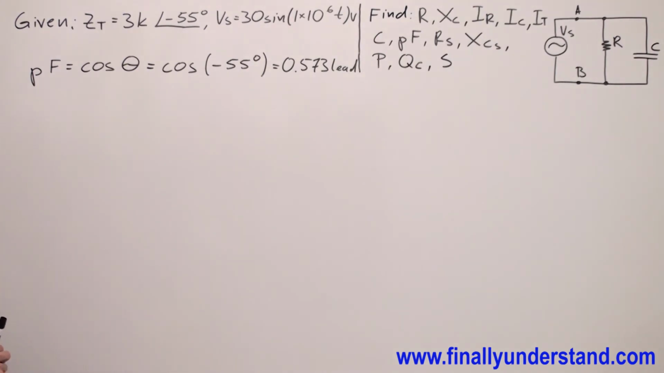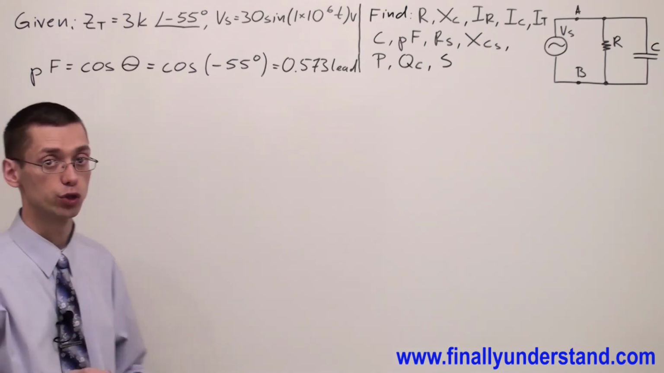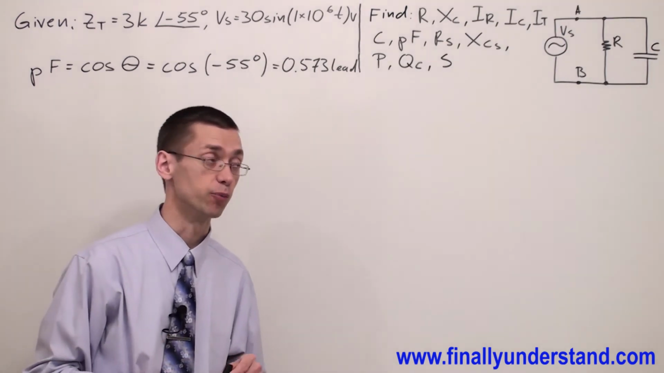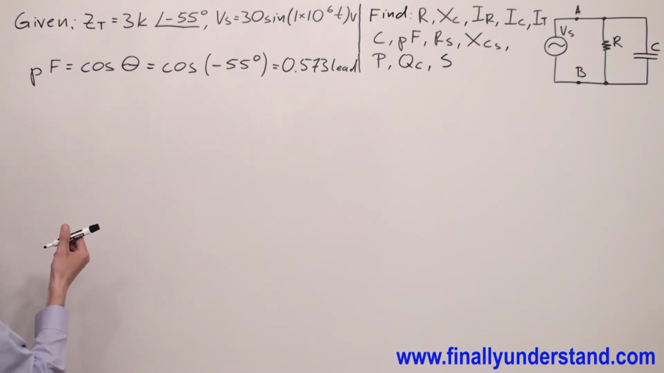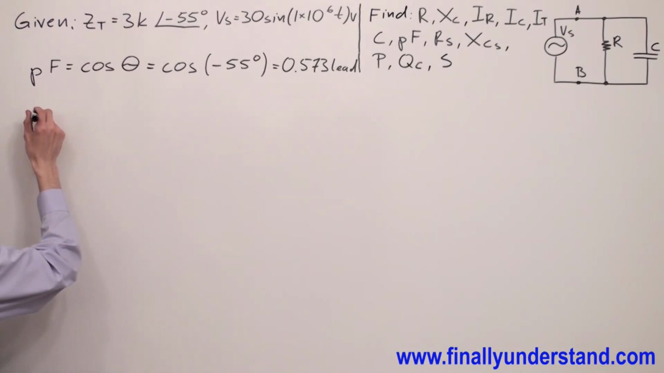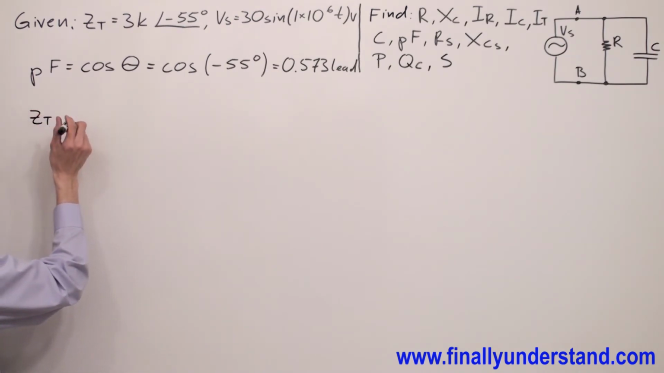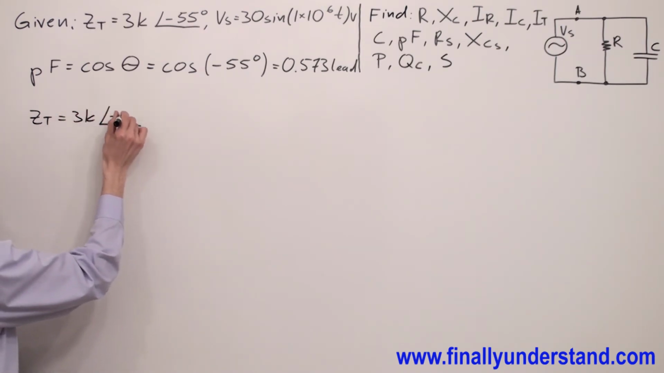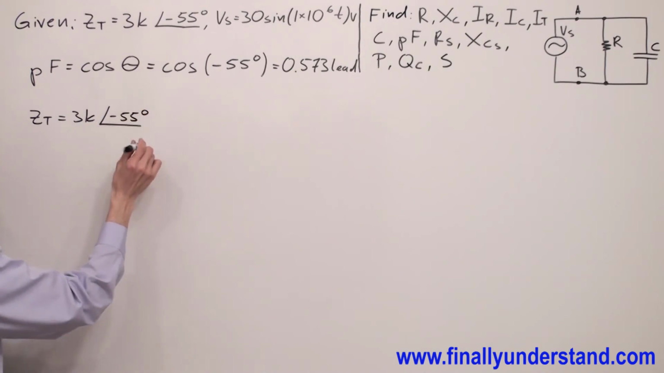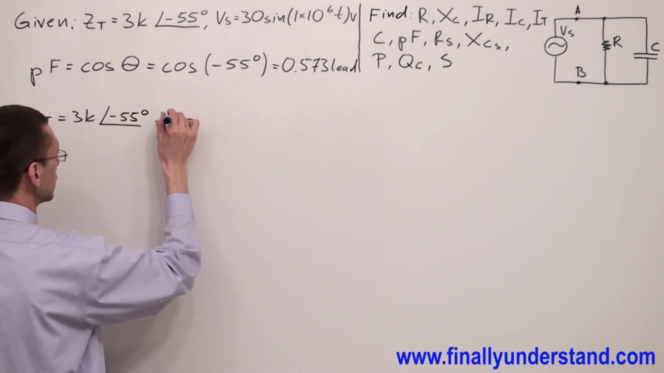Next, we're supposed to find the equivalent series circuit. I mean the series circuit which is going to have exactly the same impedance like the parallel one. So what I'm supposed to do in this case? I take Z total, right, which is equal to 3K, an angle of negative 55 degrees, and convert this to the rectangular form.